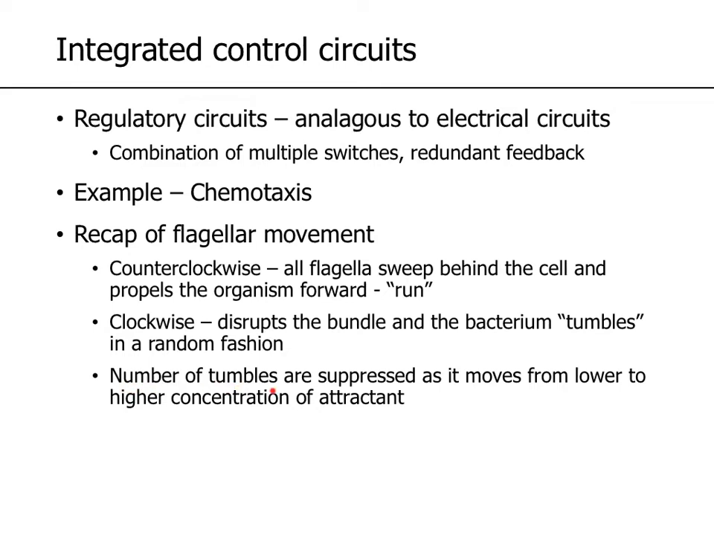Essentially, the number of tumbles is suppressed as it moves from a lower to a higher concentration of attractant, right? As it's going, it's sensing that it's getting closer and closer, or getting more and more food in the direction that it is moving. It doesn't want to move in another direction, so it's going to reduce the number of times that it actually tumbles.